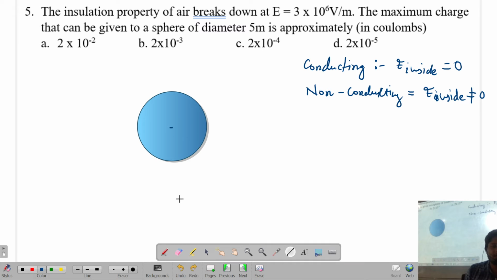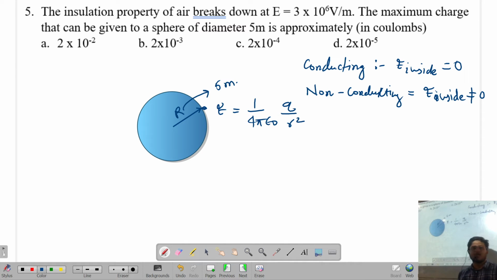See this? Let us consider the center of a sphere to be this one. From here, I can draw the radius vector. This is my R. This R has a value of how much? 5 meter. So at the surface of this, the electric field is going to be how much? 1 by 4 pi epsilon naught Q by R square. Yes or no? Q by capital R square, right? Q by capital R square.